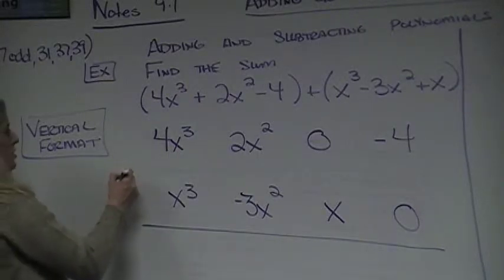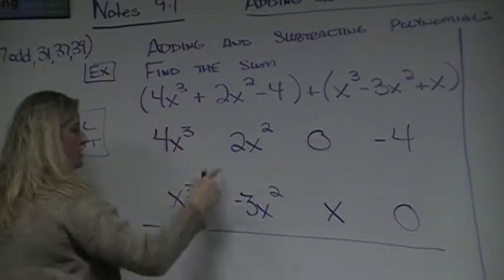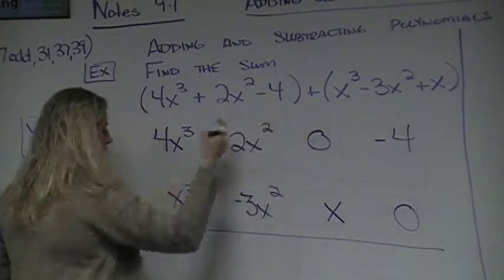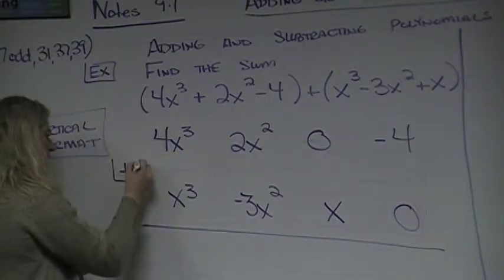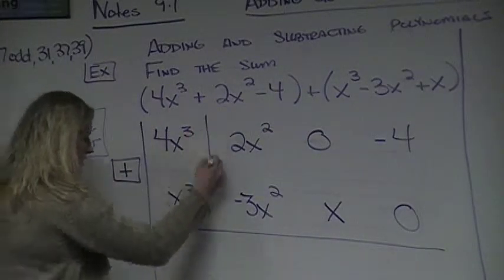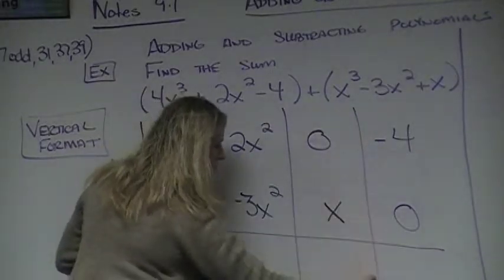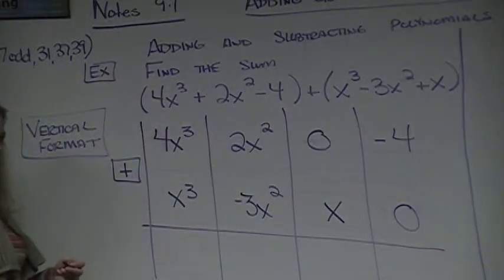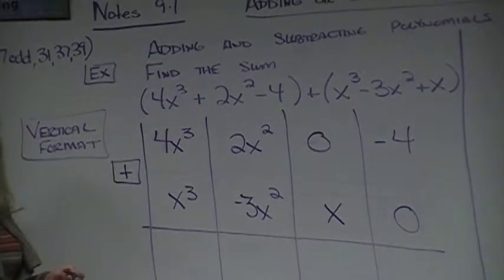Alright, so now what am I doing with these two polynomials? I'm adding, so put an addition sign out here so you know you're adding the two polynomials. And here's how we do it. We just do it vertically. If you want to make columns for yourself and do that, sure, then do that. If you feel more comfortable doing that, that's fine. If you don't need to, if you don't want to.